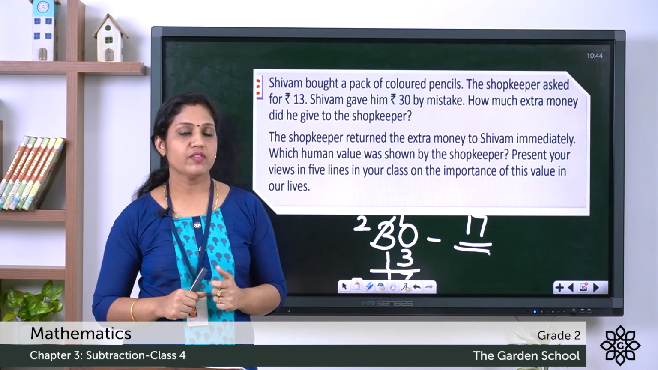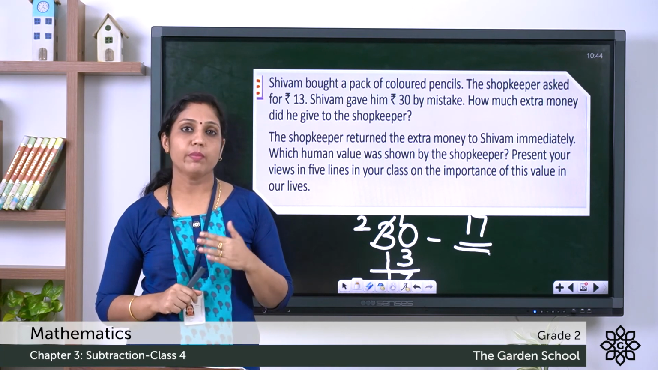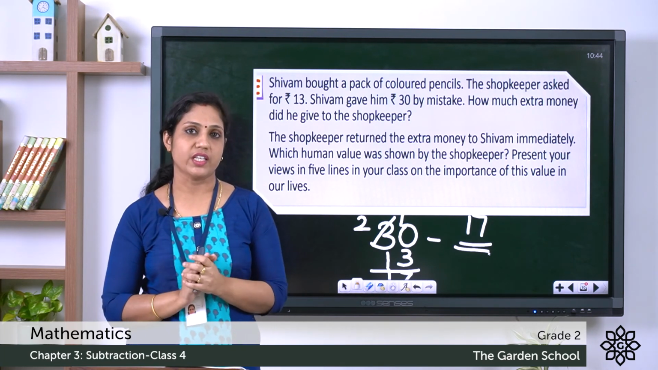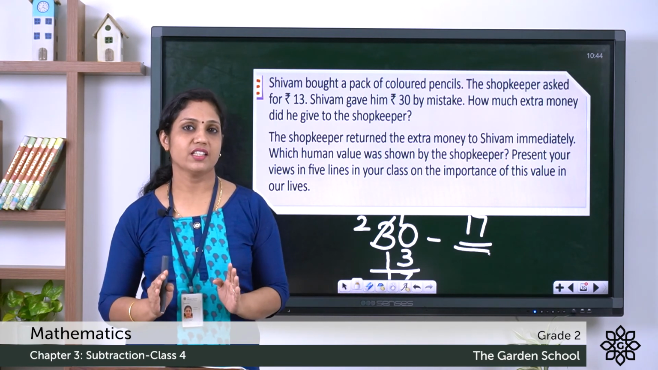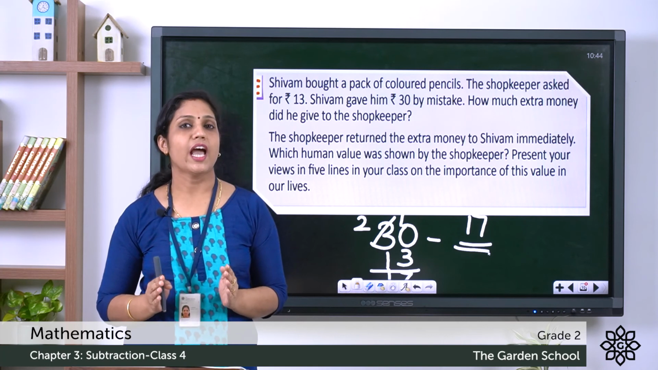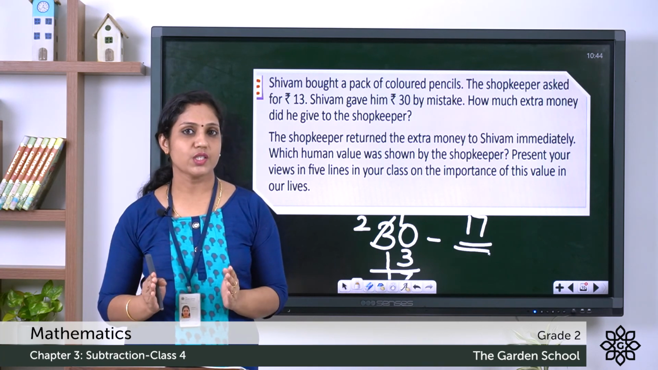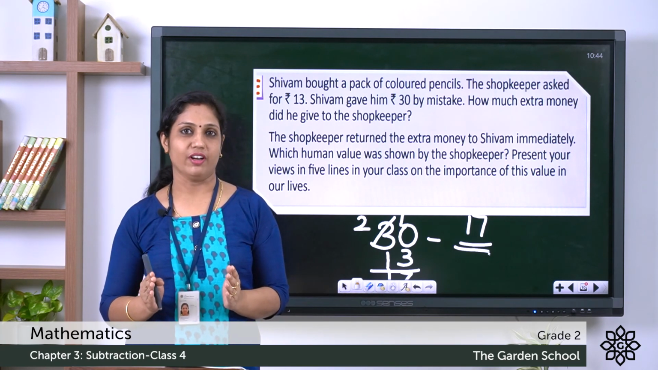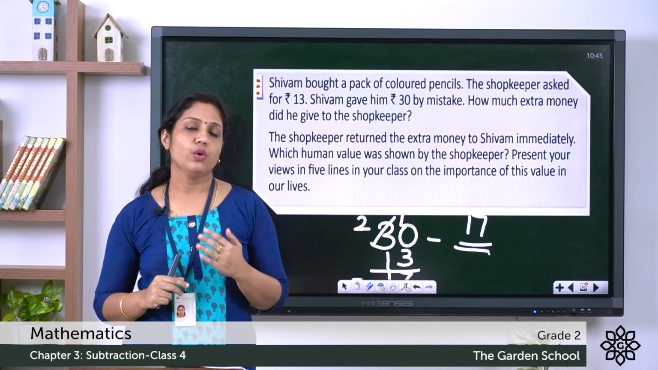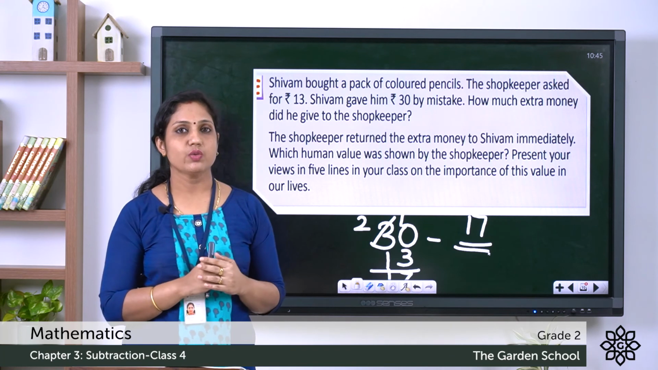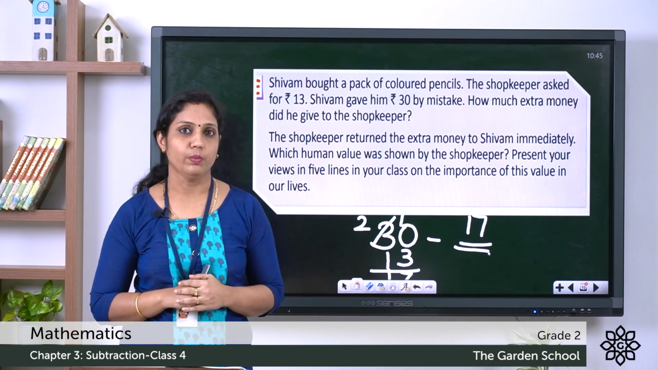So, in our lives, we should be honest. And by doing this also, he maintained the trust. So, we have to be honest, never tell lies in our lives, be honest and be trustworthy. Because trust once broken is broken forever. So these are the values that the shopkeeper teaches us. Now you can write 5 lines about these values in your notebook.